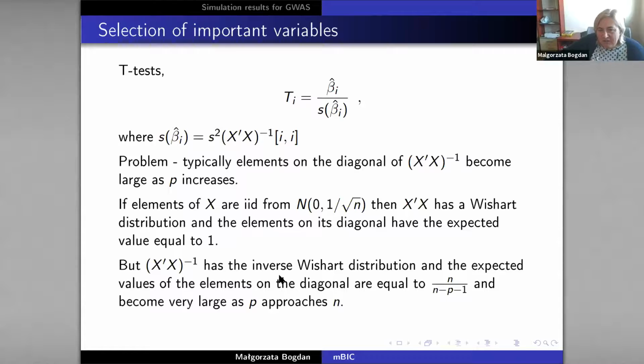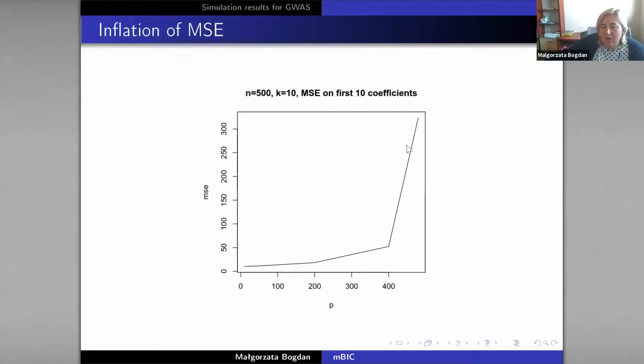Now, when you invert this matrix, it will have an inverse Wishart distribution. And now the elements on the diagonal will have values equal to n divided by n minus p minus 1. So you can see when you let p increase, when p becomes close to n, this element on the diagonal will become very large. So the variances of your estimators are going to be very large. And what price are you going to pay for this? Well, your mean square error increases.